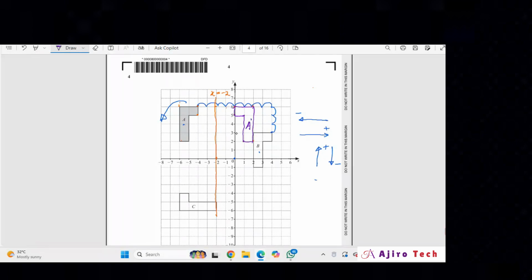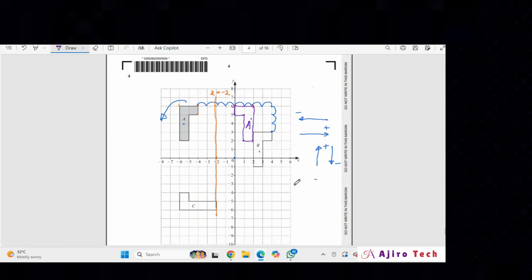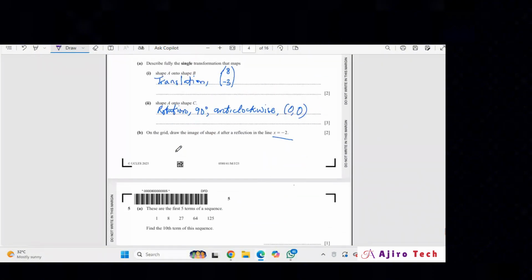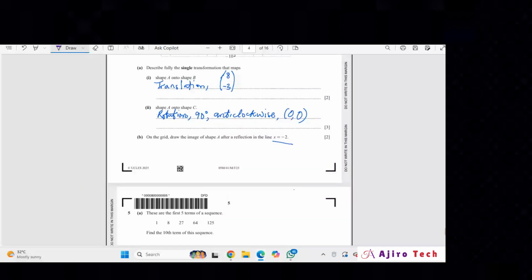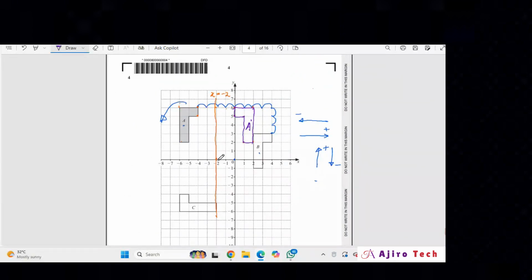So if you clearly watch the question on the grid: draw the image of A after a reflection in the line x equals -2. So first of all, draw a line. Go to x equals -2. Draw a line. That line should be your reference point. It's like your mirror. In that mirror, it's like when you place your mirror there and you reflect this A to the other side, it will fall on the other side there. That is what is happening. This is the shape, which is A. So when you reflect it to the other side, this is what we have there.